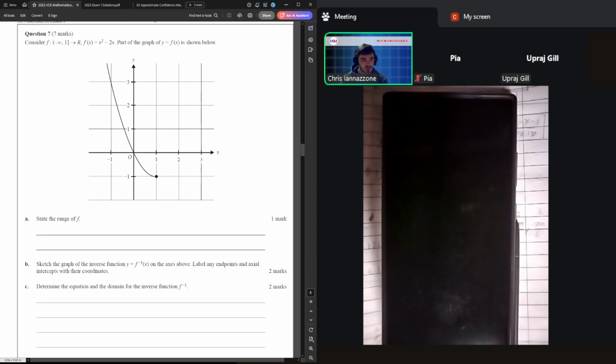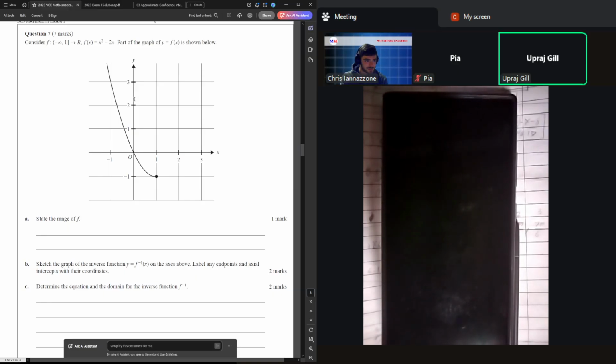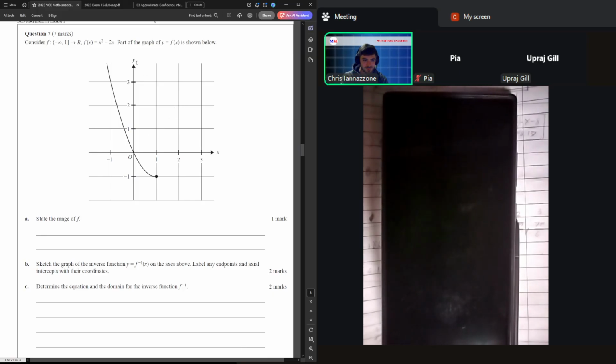Because when you have plus minus on a root, that's not a function anymore. That's a relation. We need to reject one, and that means... Are we rejecting the negative one? No, actually rejecting the positive. Oh, okay. Because the range of our inverse is going to be the domain of the original. Oh, I see it now as well, because we're reflecting in the line of y is equal to x, right? That's it.